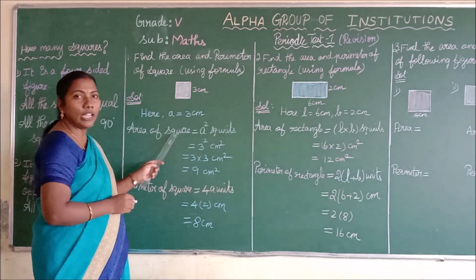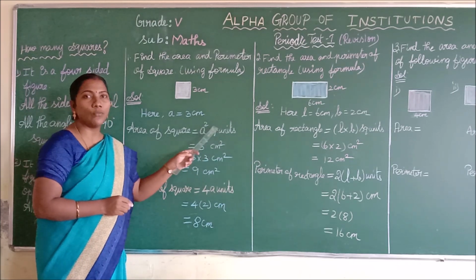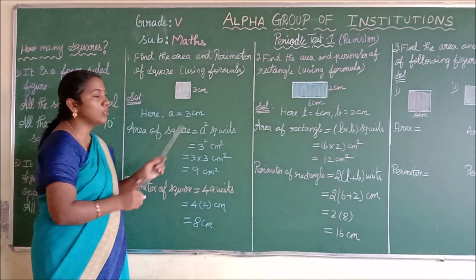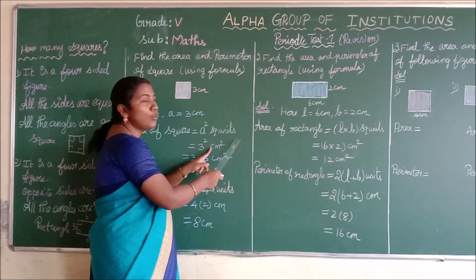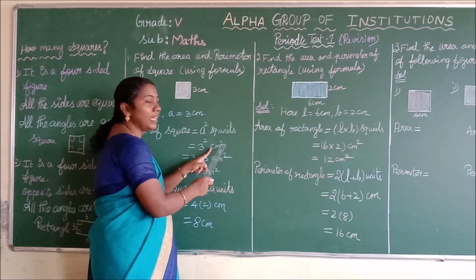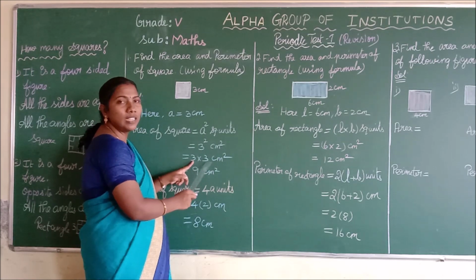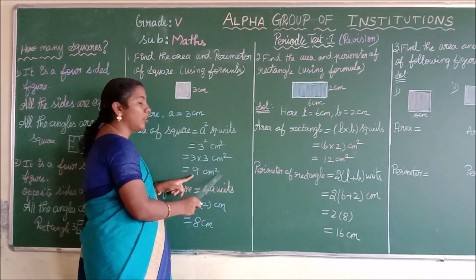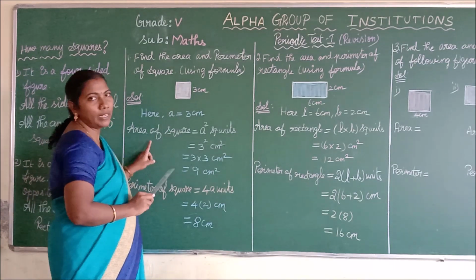Area of square equals a square units. First you have to write the formula. Value of a is 3, so you have to write 3 square. Here you have to square the units too. What is the unit here? Centimeter. So you have to write centimeter square. Okay. 3 square means 3 into 3. 3 3s are 9. So 9 centimeter square. So the area of this square is 9 centimeter square.